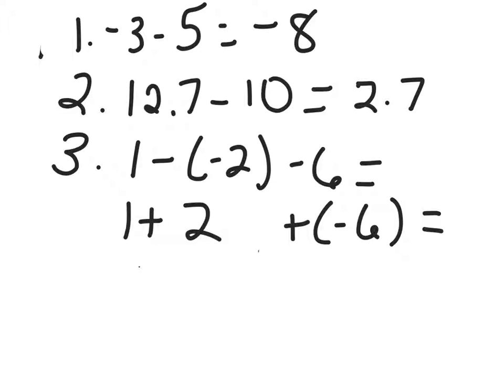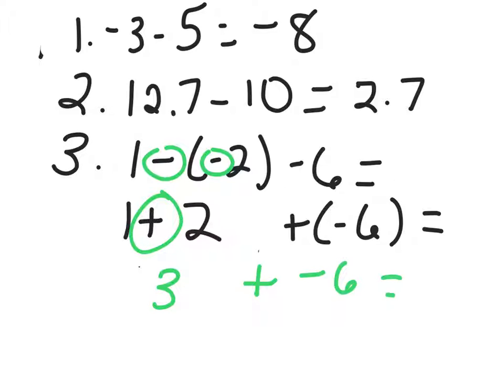Okay, in the next example, we have 1 minus negative 2 minus 6. So we have a double negative here, and we just sort of intuitively know that that turns to a plus. We have 1 plus 2 is 3, plus negative 6, and that is going to end up as negative 3.